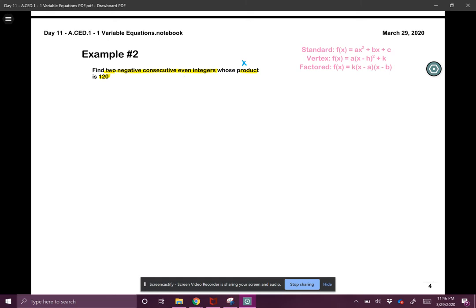So let's define x first. We're just going to say x is an even integer, whatever it is. And if we want to find the next even integer, we can't just add 1 to it. We would have to add 2 to it because even integers are 2 units away from one another. So here we'd have x plus 2. That's our next even integer.